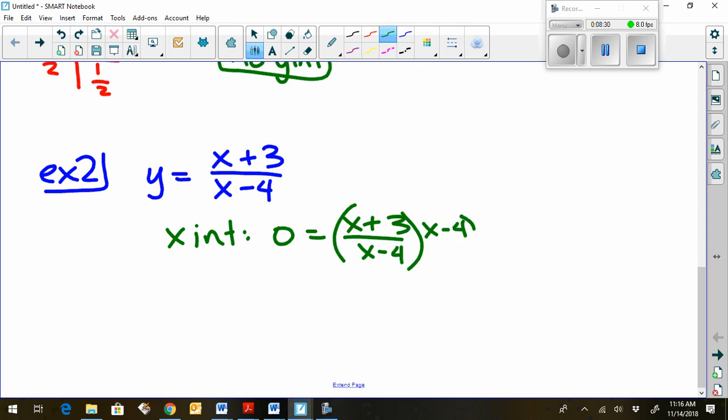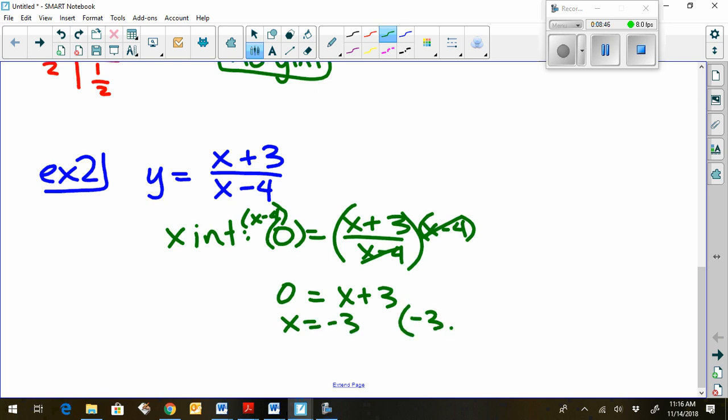We do 0 equals x plus 3 over x minus 4. The only thing we know is to multiply by the denominator. On the left side, x minus 4 times 0 is 0. The right side, those cancel out. We'll subtract our 3, so we'll get x equals -3. And make sure you write your answer as an ordered pair. Good.